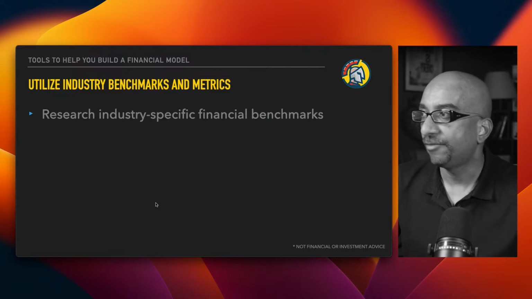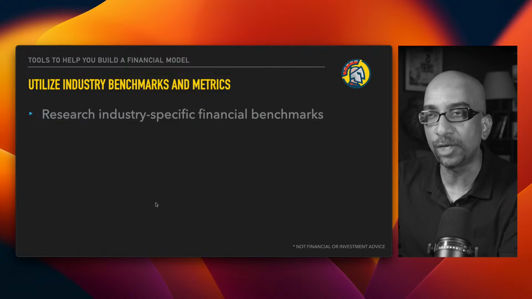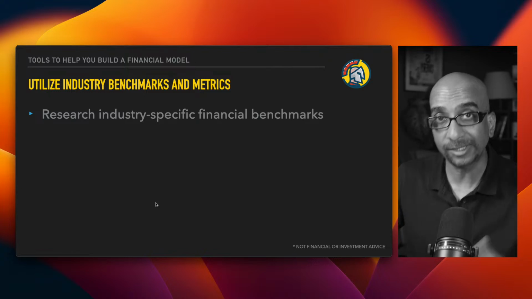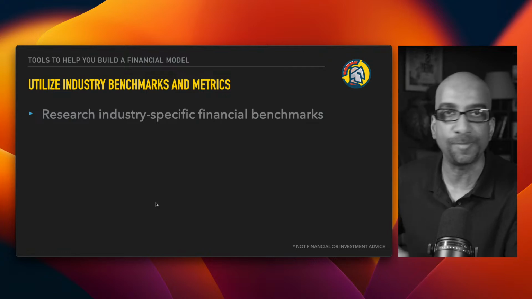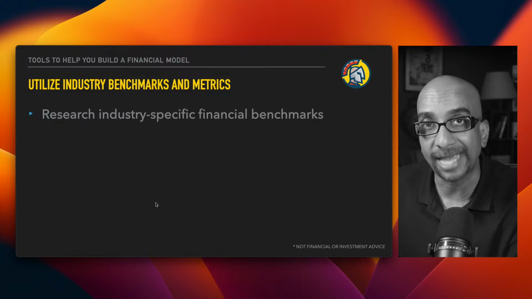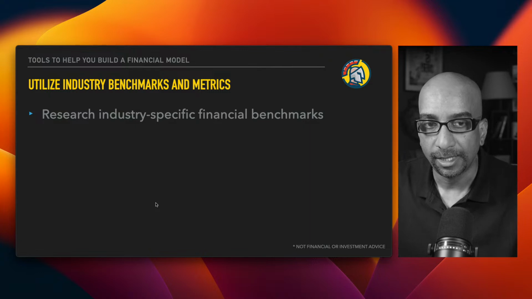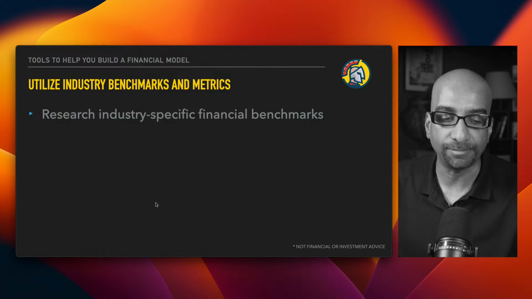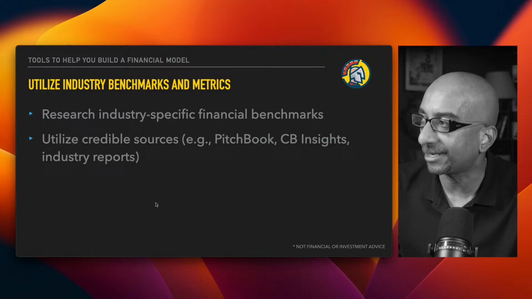Okay. Utilize industry benchmarks and metrics. So research industry-specific financial benchmarks. The ones we already looked at are generic. But also within your sector, let's say you're in fintech, you would have a specific set of financial benchmarks. If you're in, I don't know, the medical sector, something else. So research what they are. I'm sure you already know them, but maybe you're missing something. Make sure you incorporate those into your pitch deck.